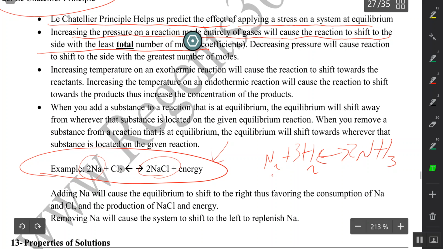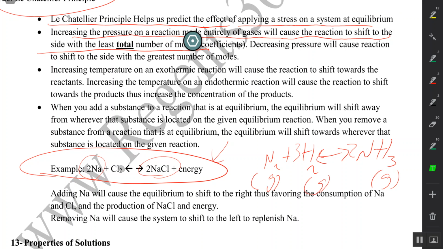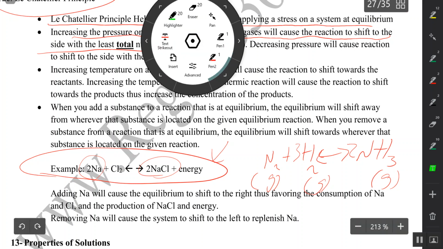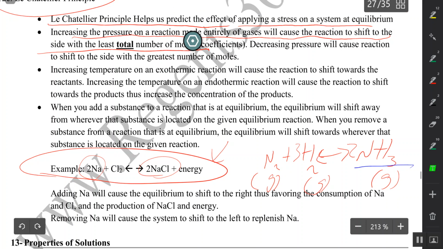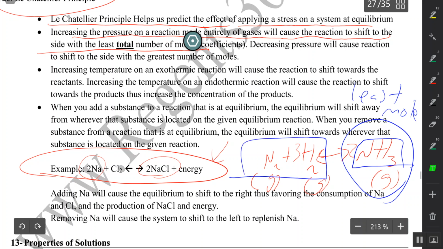If I increase the pressure on this system, and this is all gases, nitrogen is a gas, hydrogen is a gas, ammonia is a gas, the reaction will shift to the side with the least total number of moles. Looking at this reaction, there are 2 moles of ammonia, which means this side has the least total number of moles, while that side has a total of 4 moles. There are 3 moles of hydrogen and 1 mole of nitrogen. That gives me a total of 4 moles.